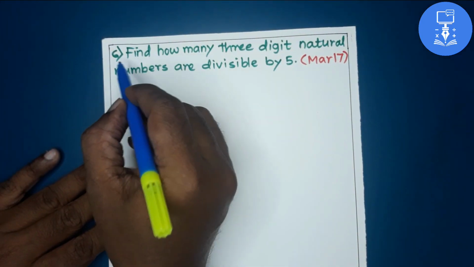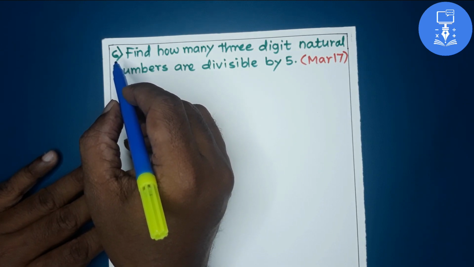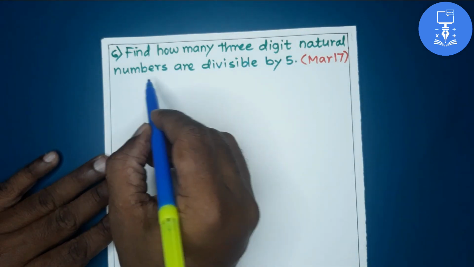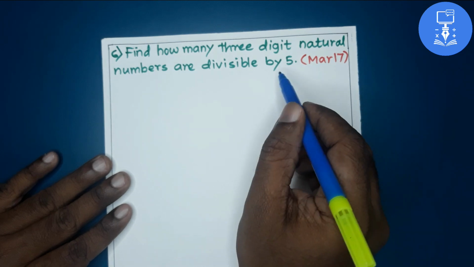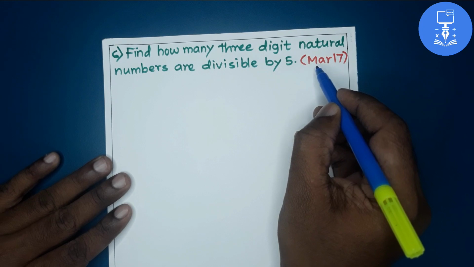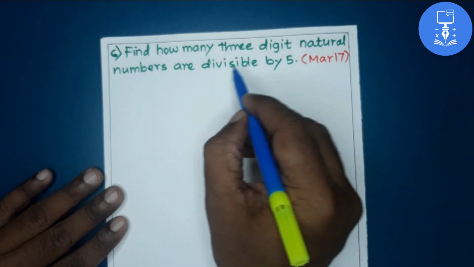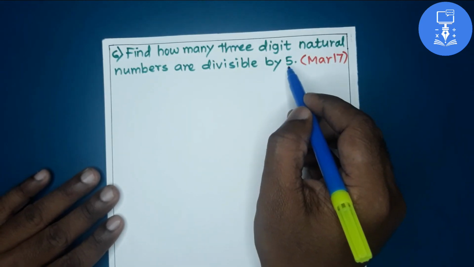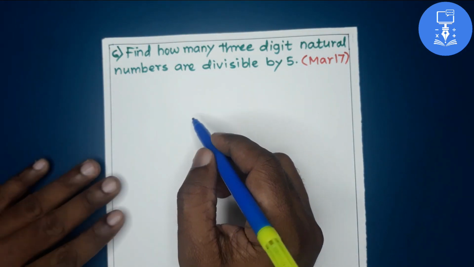So let's take a new problem from the same exercise, that is practice set 3.2. The problem states: find how many 3-digit natural numbers are divisible by 5. This is a most important problem from the exam point of view, as it was asked in the March 17th board exam. Sometimes they may ask here for the 3-digit numbers divisible by 4 or 6. So let's focus on the method.